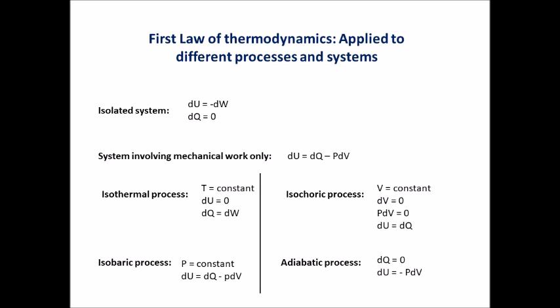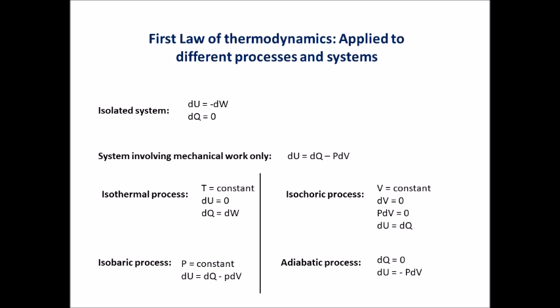In an isolated system, we know dQ is equal to 0, because there is no exchange of heat energy from the surrounding to the system or from the system to the surrounding. That is, there is no exchange of heat energy between system and surrounding. So then dU is equal to minus dW. This is purely with respect to system and surrounding.